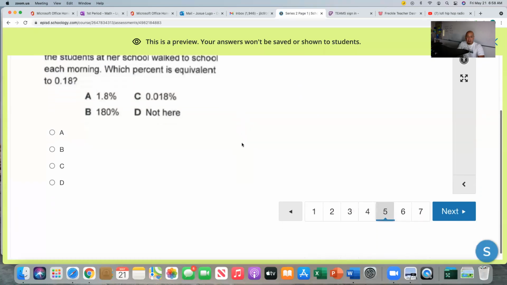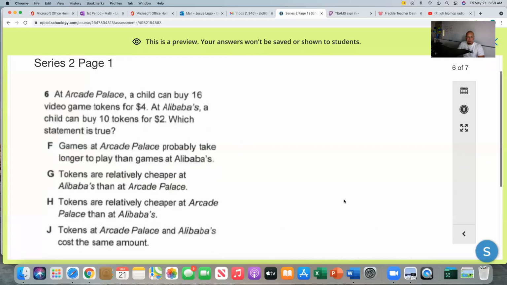Moving on to the next one, ladies and gentlemen. This is number 6 now. Number 6, at Arcade Palace, a child can buy 16 video game tokens for $4. At Alibaba's, a child can buy 10 tokens for $2. Which statement is true? So we have 2 different places here. So Arcade Palace, and you can buy 16 tokens for $4. And then we have Alibaba's, a child can buy 10 tokens for $2.